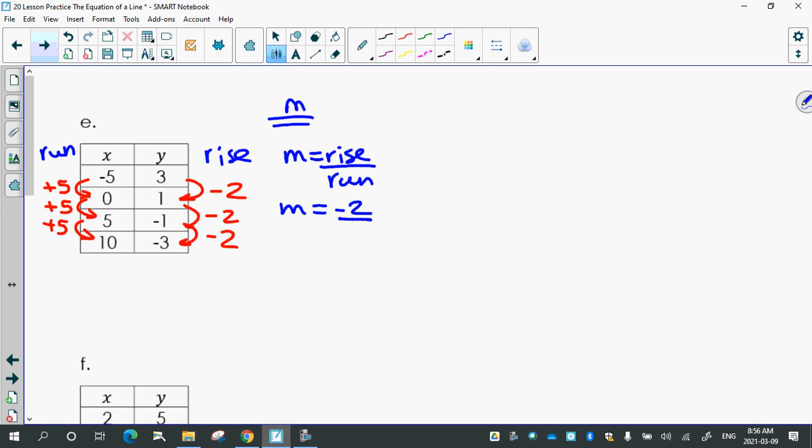So negative 2 over 5. That is a nice decimal, so you could put it as a decimal. I'm going to leave it as a fraction, but it's your choice for that one, because it works out to a nice round decimal.